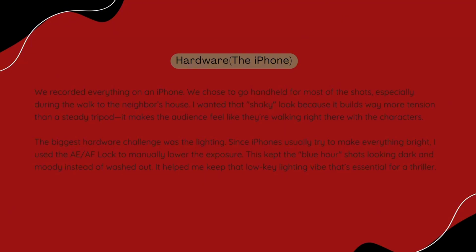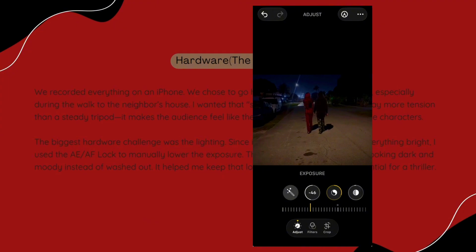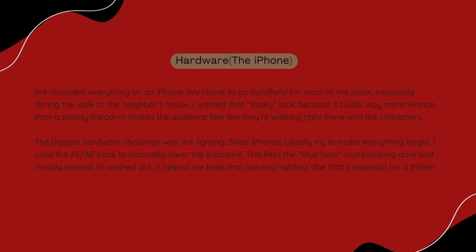The biggest hardware challenge was the lighting. Since iPhones usually try to make everything bright, I used the AE/AF lock to manually lower the exposure. This kept the blue hour shots looking dark and moody instead of washed out. It helped me keep the low-key lighting vibe that's essential for a thriller.